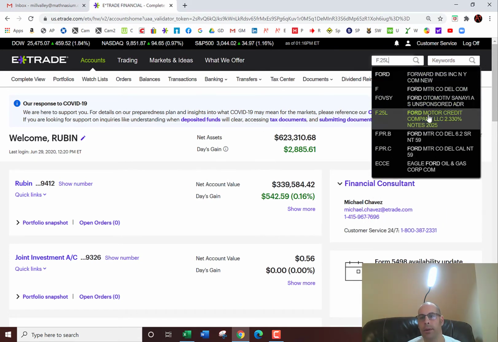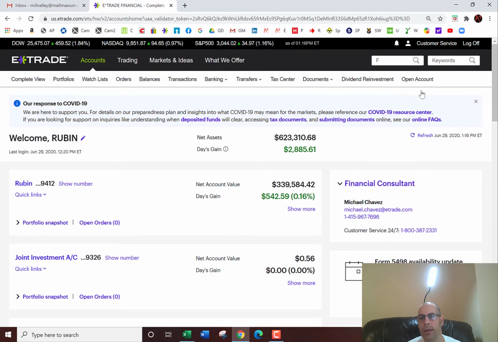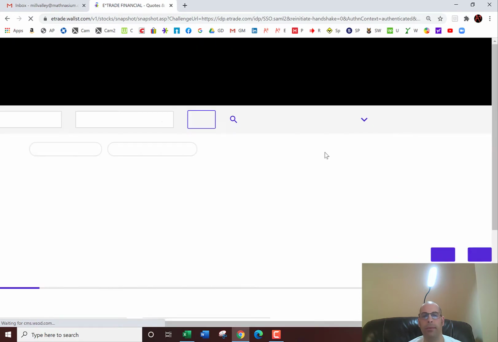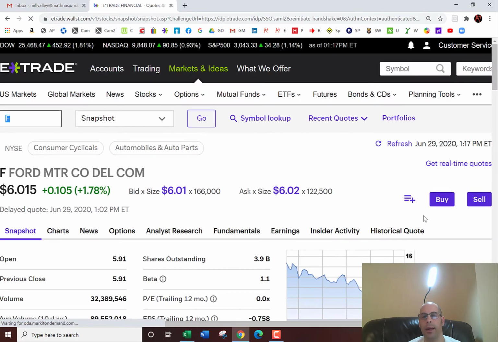And it gives you a list of companies that have the word Ford in it. And find the one you want. It's right here. The ticker is F. So if I just typed in F, it would have worked as well. And right here it says buy. You could either buy or sell. You can only sell if you have the stock. So I'm going to buy.